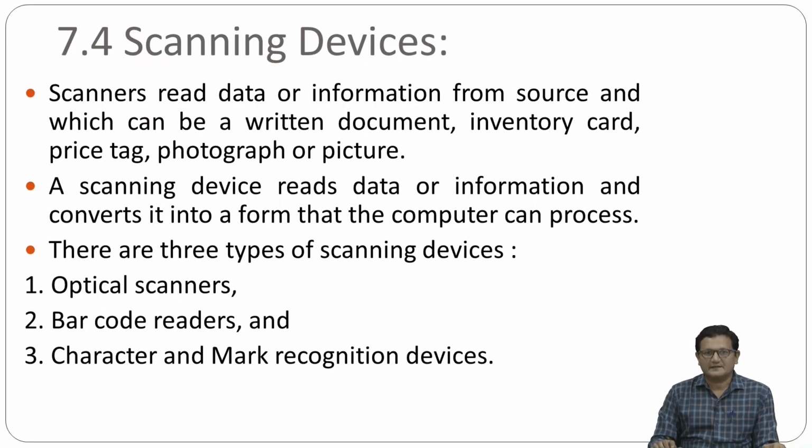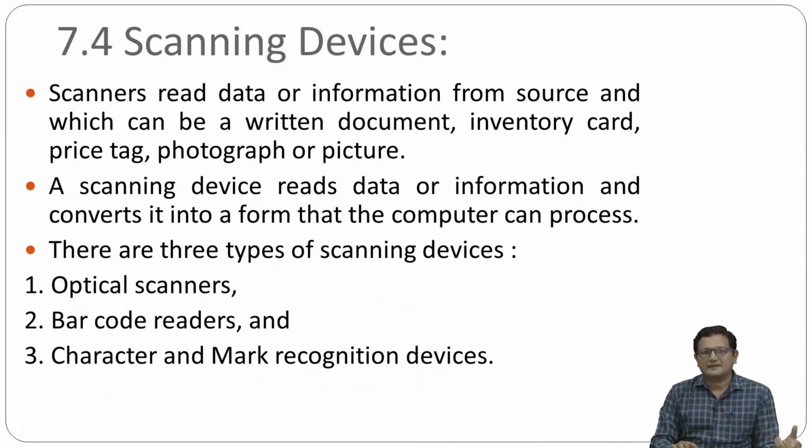So a scanner reads data or information from the source, which can be a written document, inventory card, price tag, photograph or picture. A scanning device reads data and information and converts that information into a format so that the computer can process it. Obviously whatever document or picture is there, the scanner will read that particular document and it will be converted in the form of binary so that we can process that particular image, picture or document by using a computing device, right?